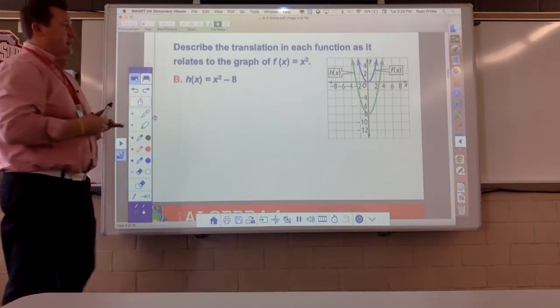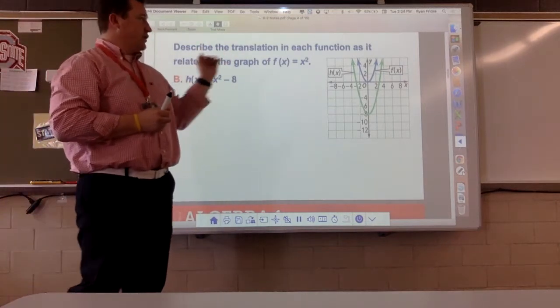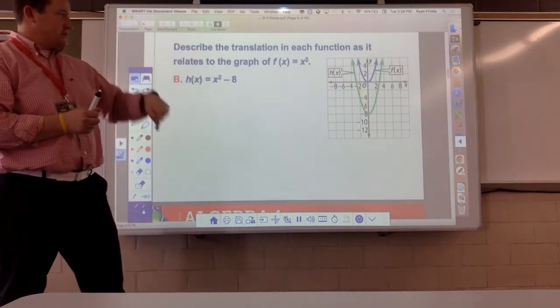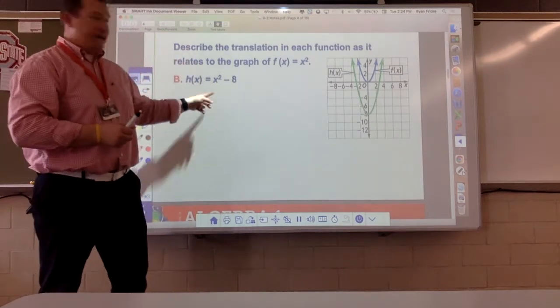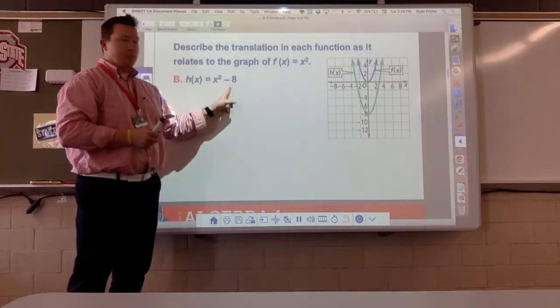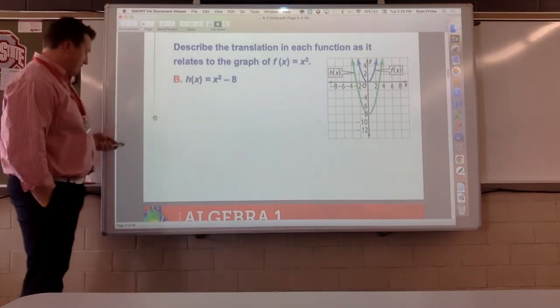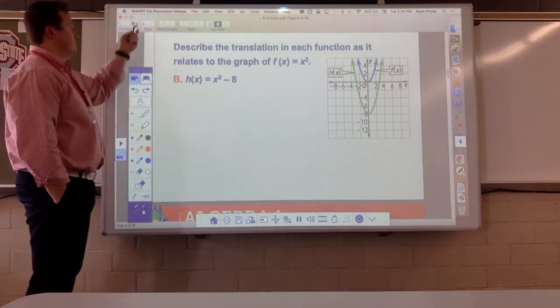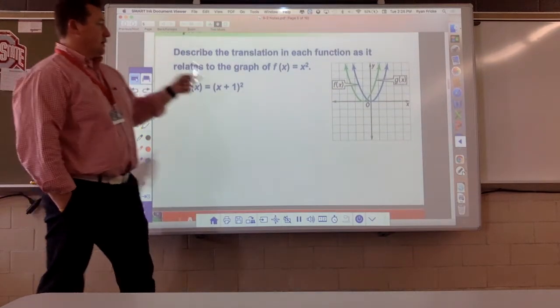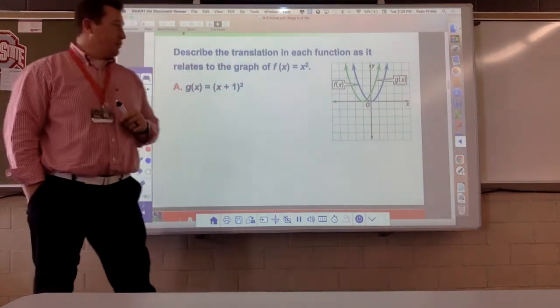Okay? Same thing here. Blue one is the parent function. This case, h of x. Looks like it moved down. Indeed, I can tell you that it absolutely did. Minus 8 will translate down 8 units. Down 8 units. Okay?